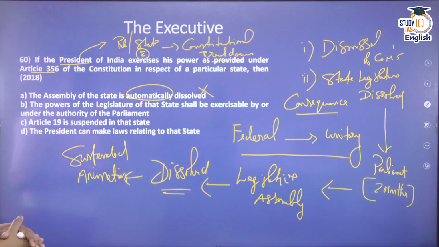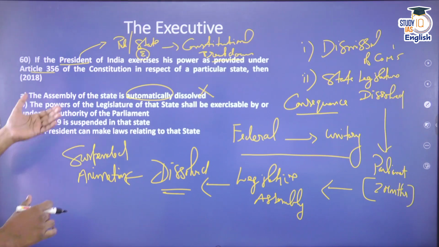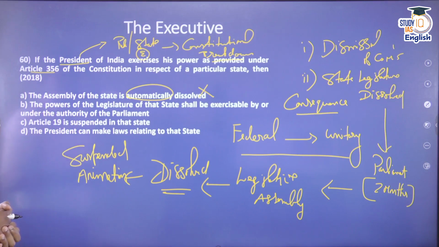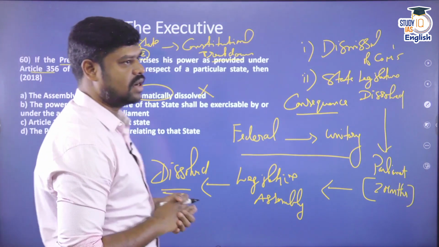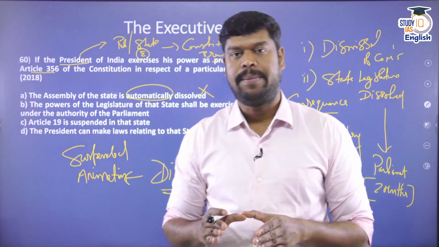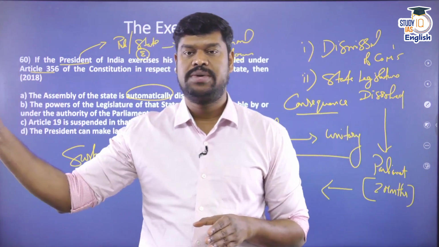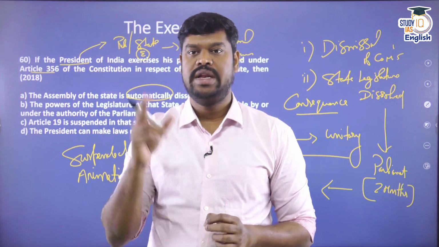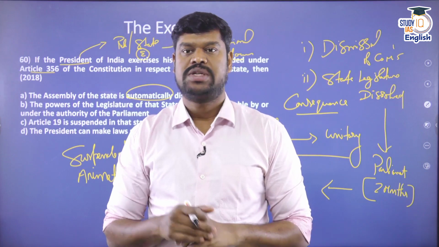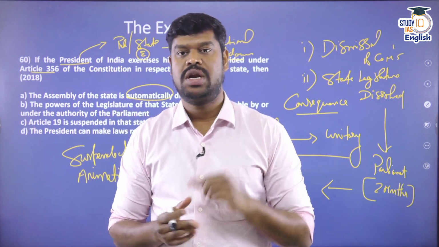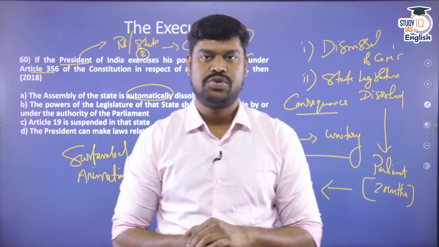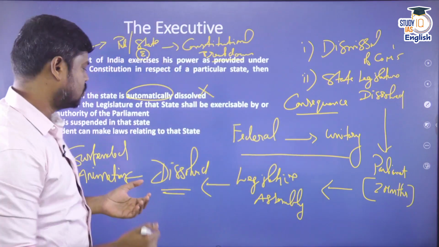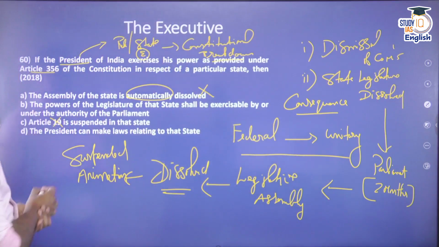Come to statement number 2. Statement B. The powers of the legislature of the state shall be exercisable by or under the authority of the parliament. I'll just come back to this particular statement. Come to statement number 3. Article 19 is suspended in the state. Now please understand, the president rule has no relation to suspension of fundamental rights. The suspension of fundamental rights can happen only in case of the national emergency, which can happen under Article 359 of the Constitution and to some extent under Article 358 of the Constitution. So no relevance to the fundamental rights. That's not the consequence. So you can eliminate this particular statement.